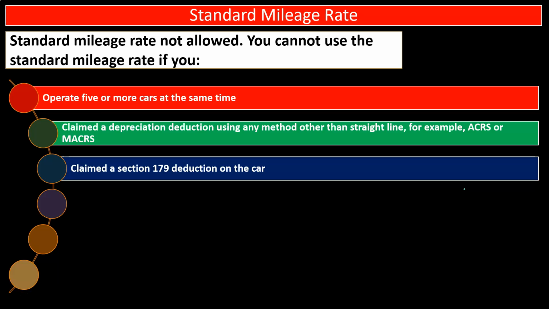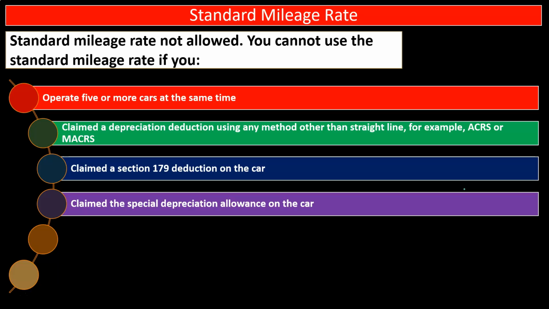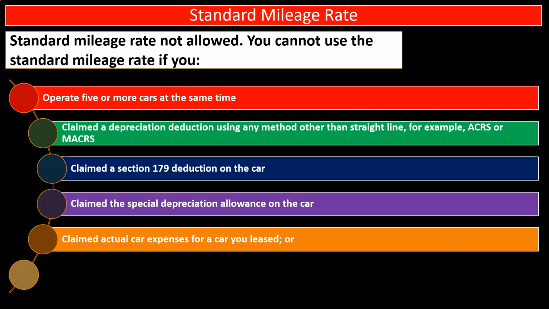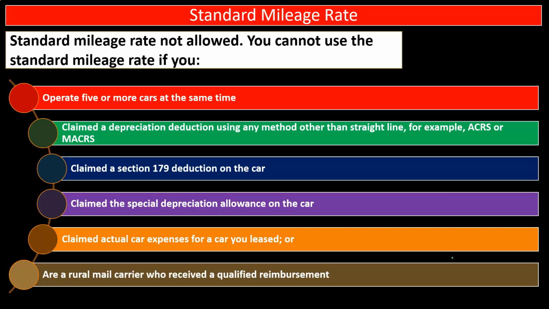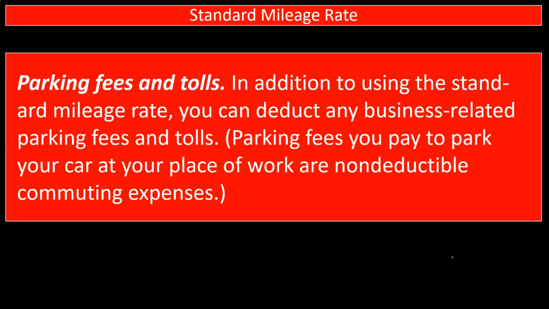So again, they don't want you to take all the deduction in the first year and then still get all the deductions for the standard mileage rate in following years. So they're going to stop you from doing that. So claim the special depreciation, same thing. Special depreciation allows you to depreciate more in the first year. So claimed actual car expenses for a car you leased or are a rural mail carrier who received a qualified reimbursement. Obviously, if you get a reimbursement, then you don't get the expense because you got reimbursed for it.